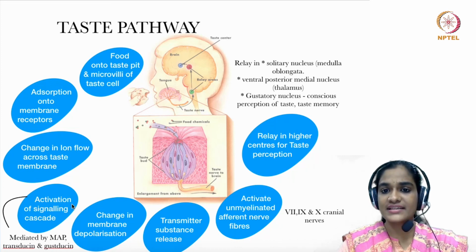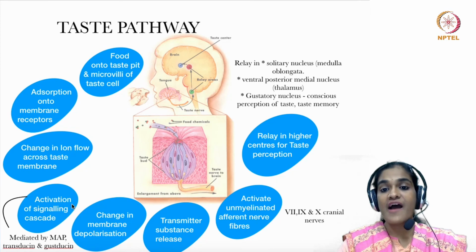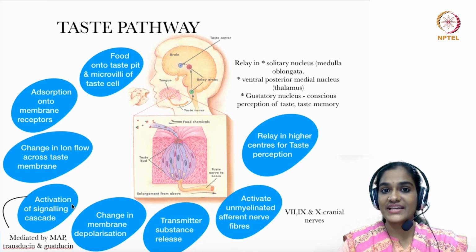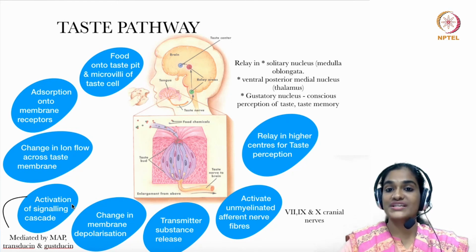The higher centers are the solitary nucleus present in the medulla oblongata, and the ventral posterior medial nucleus found in the thalamus. Finally, the gustatory cortex. You have a place called insula in the gustatory cortex which consciously perceives the taste sensation and finally stores the taste memory.